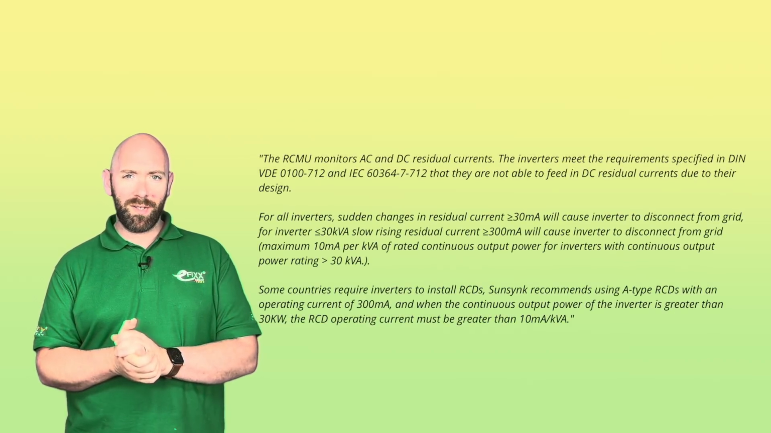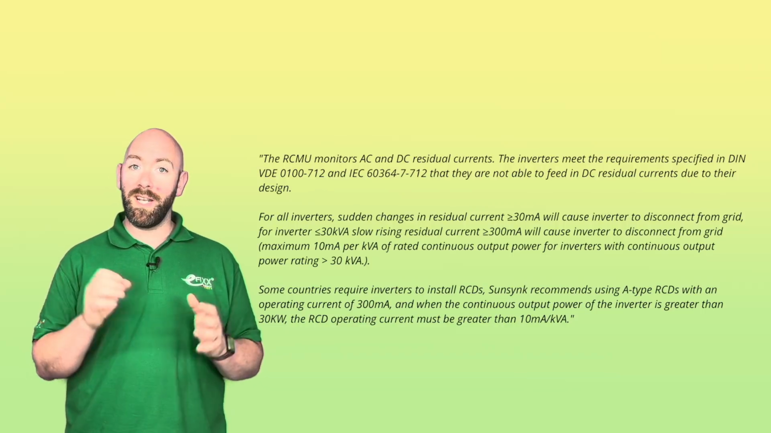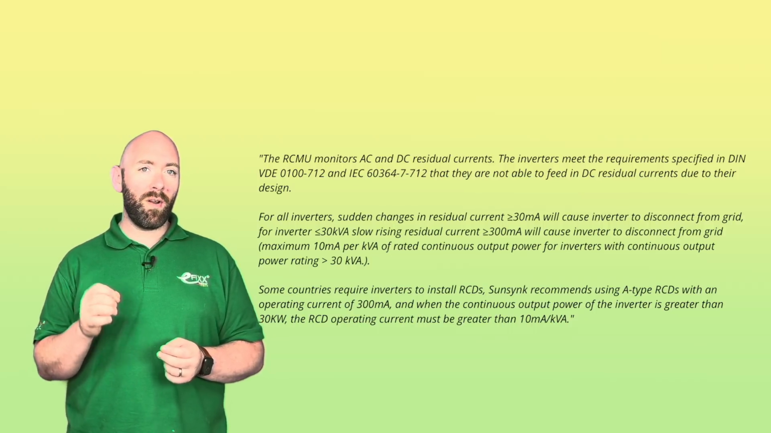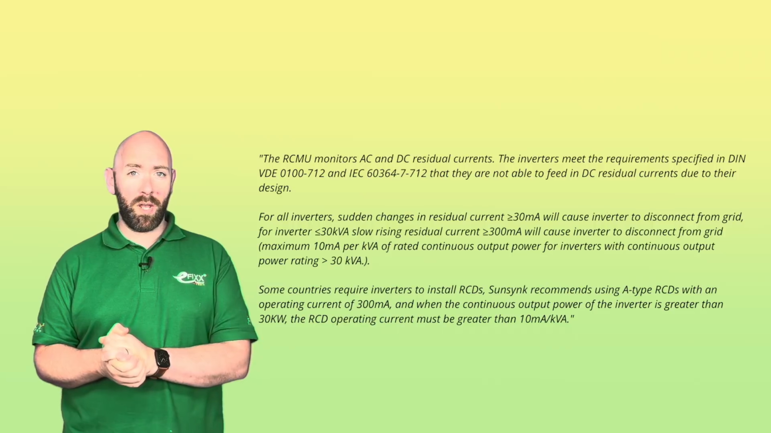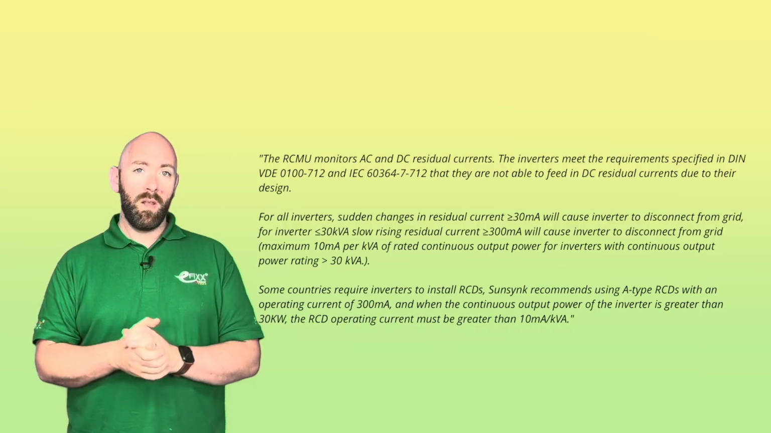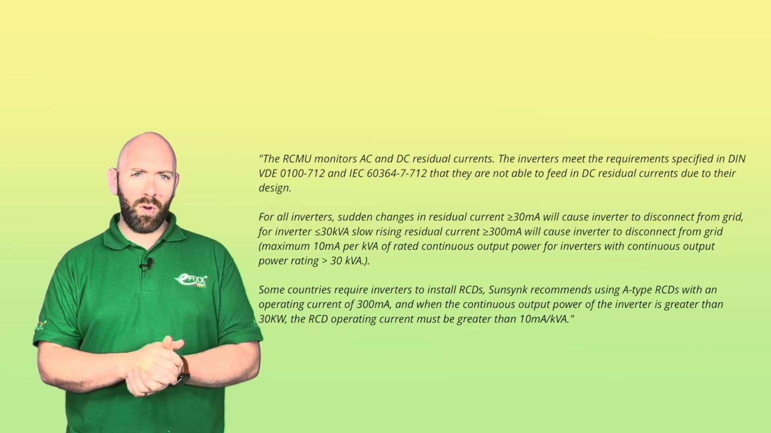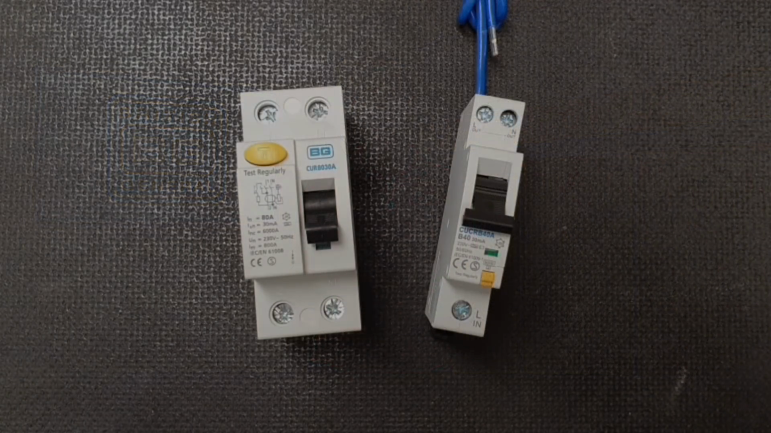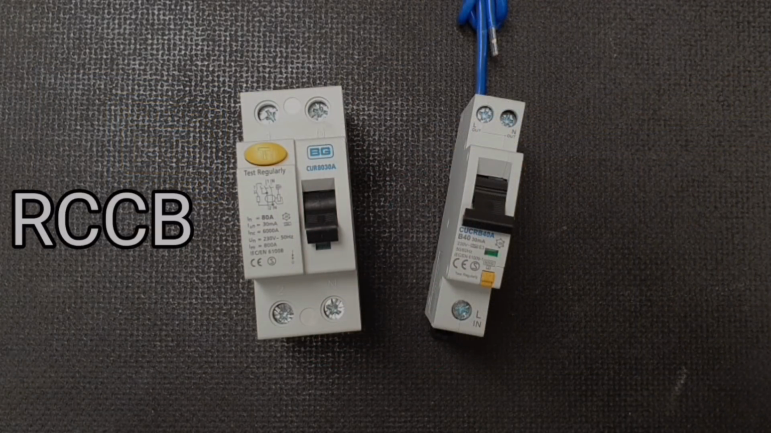The RCMU monitors AC and DC residual currents. The inverters meet the requirements specified in DIN VDE 0100-712 and IEC 60364-7-712, that they are not able to feed in DC residual currents due to their design. For all inverters, sudden changes in residual current greater than or equal to 30 mA will cause inverters to disconnect from the grid. Regarding the types of RCBOs that are required from type A to B, we have made a video on this topic.